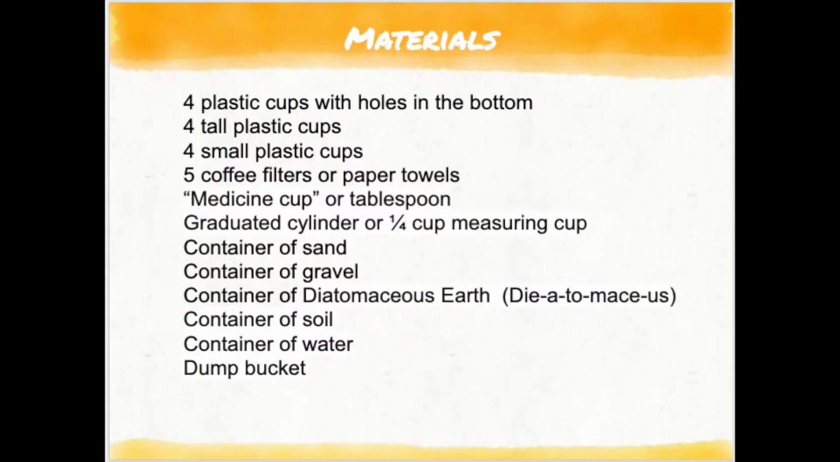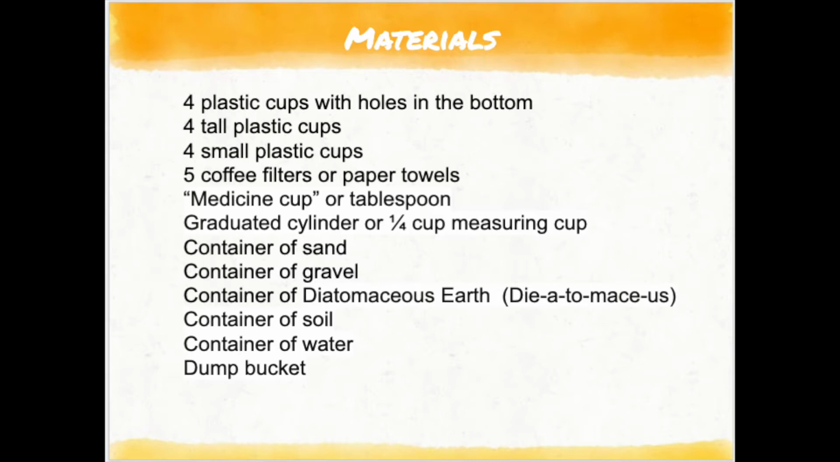Here is the list of all materials needed. If you don't have all 4 testing materials at home but want to test 1 or 2, then you will need fewer plastic cups. You need 1 plastic cup with a hole on the bottom, 1 small plastic cup, and 1 large plastic cup for each material you plan on testing. You will need 1 coffee filter or paper towel for each material you plan on testing, plus 1 more for an additional test at the end.